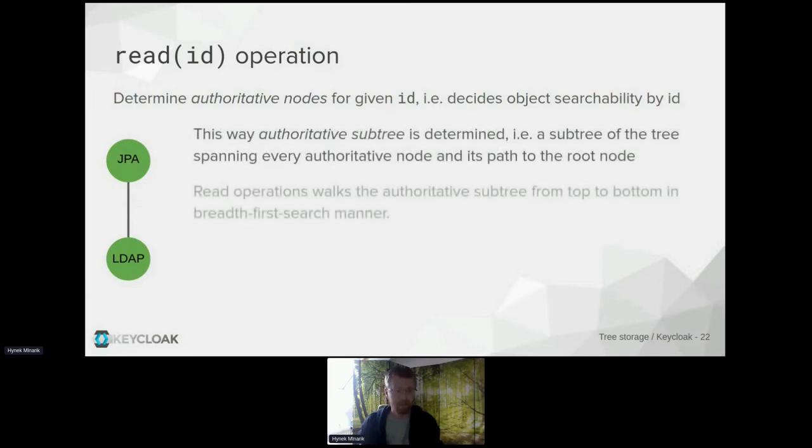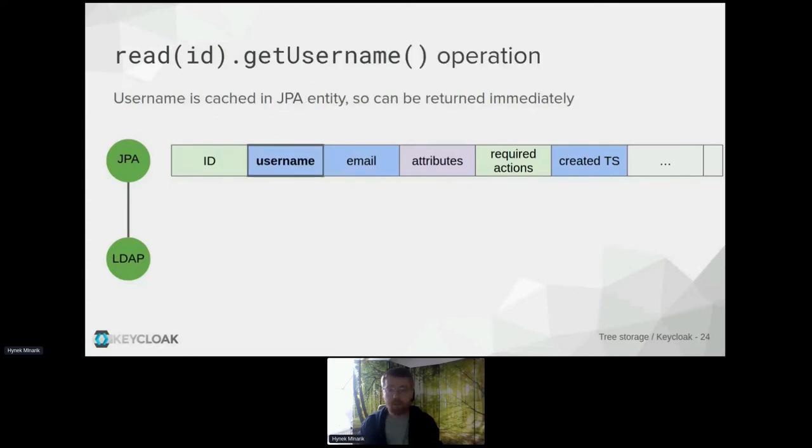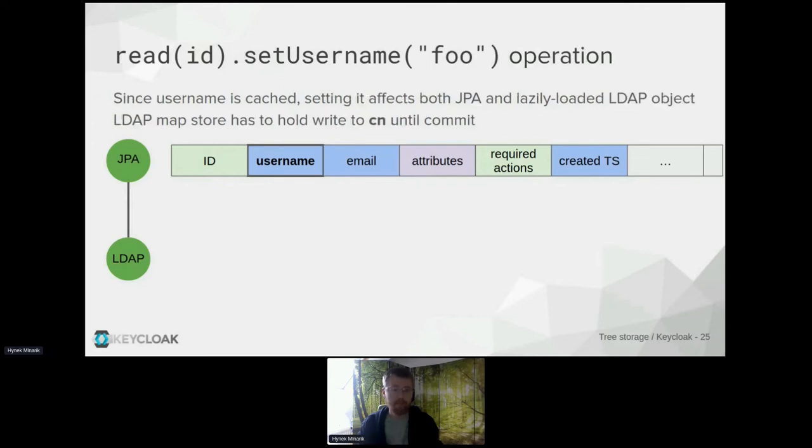And I will skip this. I will just get to the read operation. If we have a read operation that is able to read exactly from the very top element, then it would be able to retrieve exactly this object. Now, if we want to get a username from this object, we know that the username has been cached from LDAP, so it can be returned immediately from this object.